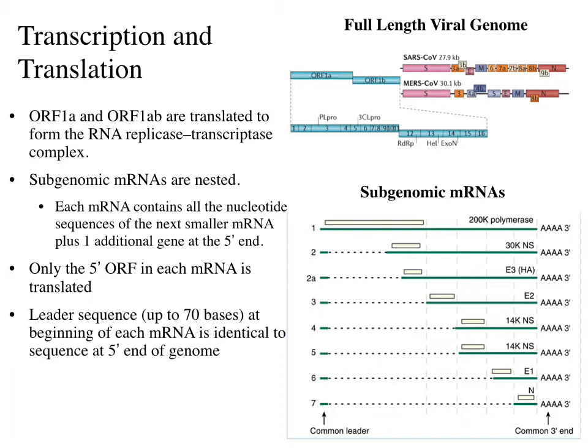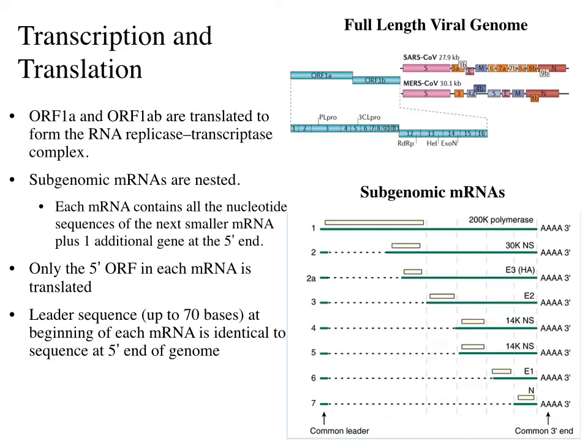These ORFs are translated to produce two polyproteins that are then cleaved into a number of proteins to form the RNA replicase transcriptase complex. This drives the production of negative sense RNAs through both replication and transcription. During replication, full-length minus strand copies of the genome are produced and used as templates for full-length positive RNA genomes. During transcription, a subset of 7 to 9 subgenomic RNAs, including those encoding all structural proteins, are produced through discontinuous transcription.